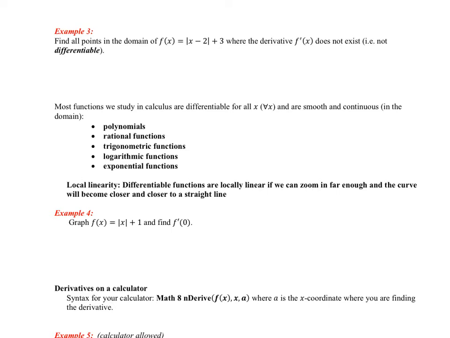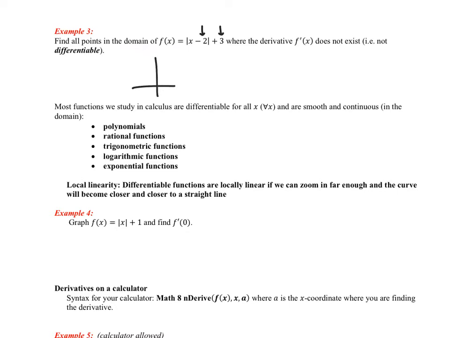Okay, so example 3 says find all points in the domain of f of x equals the absolute value of x minus 2, plus 3, where the derivative f prime does not exist. Now you don't need to know how to find the derivative function at this point. All that you need to know is that an absolute value is not differentiable at its vertex. So its vertex can be identified based on the transformation that's going on.